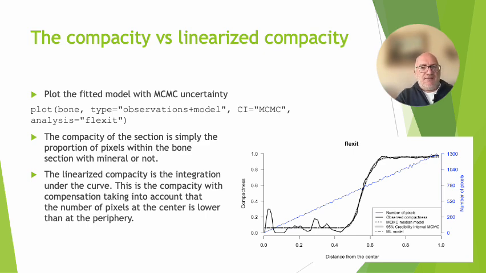You have two ways to analyze the compacity of a bone. The compacity of a bone can be simply the number of mineralized pixels versus non-mineralized pixels. This is the compacity of the bone. The linearized compacity is the integration under the curve. This is the compacity with compensation, taking into account that the number of pixels at the center is lower than at the periphery.